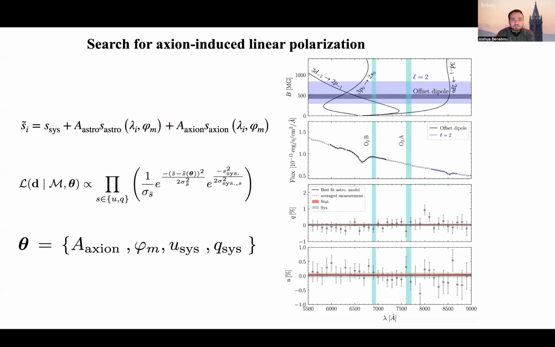Once the magnetic field geometry is constrained, we compute the level of linear polarization induced by axions by solving the classical equations of motion of the axion mixing with the photon as waves propagating from some surface element of the star to the observer. We then model the polarization, and in particular the reduced Stokes parameters U and Q, as the sum of this linear polarization from axions, as well as some intrinsic astrophysical polarization and an eventual instrumental systematic offset. We characterize the instrumental systematic uncertainty by measurements on standard unpolarized stars.